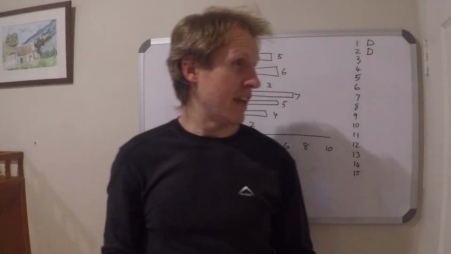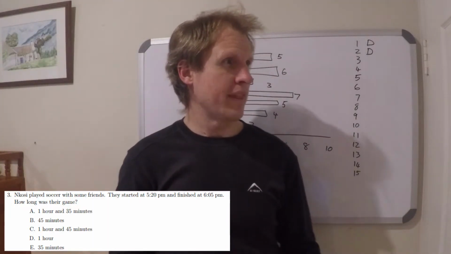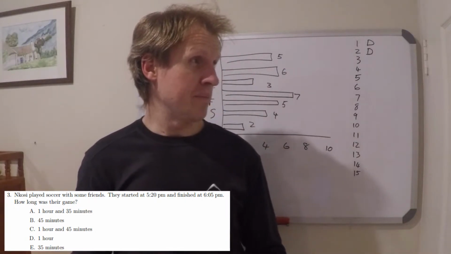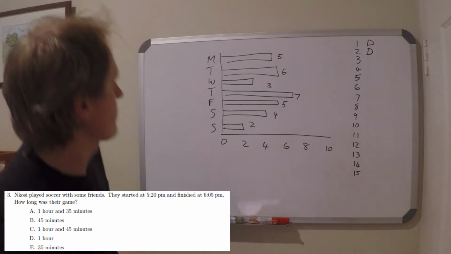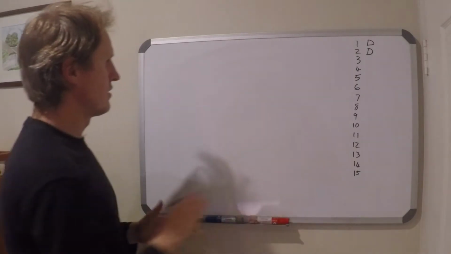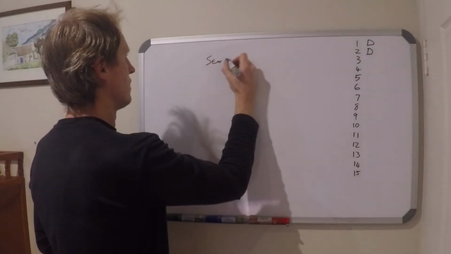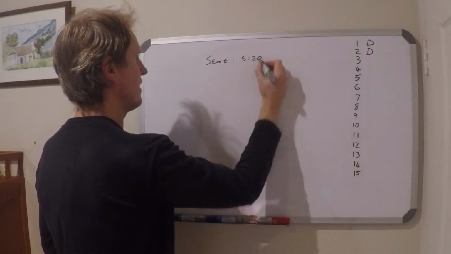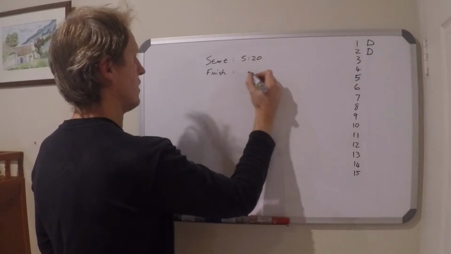Okay, moving on to the next question. Nkosi plays soccer with some friends. They start at 5:20 p.m. and finish at 6:05 p.m. How long was their game? Okay, so let's write that down. We start at 5:20 and we finish at 6:05.